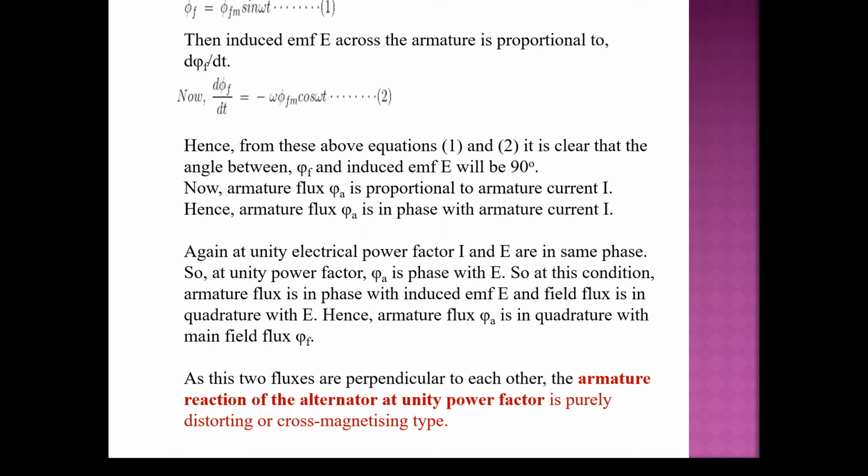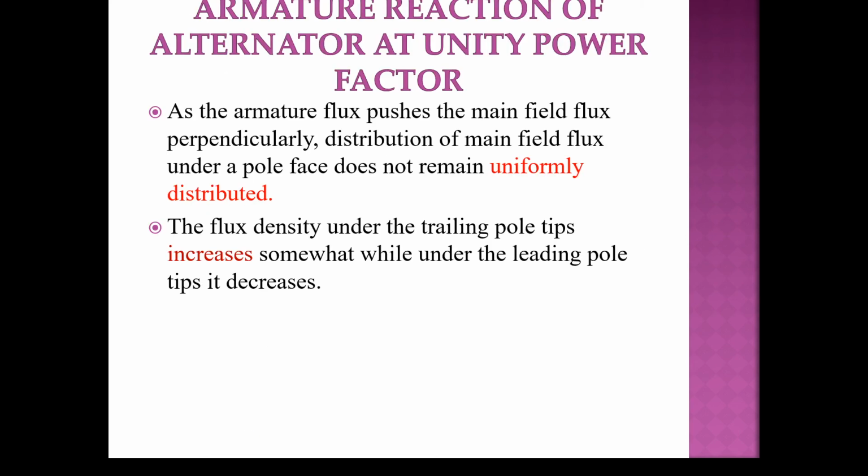So phi A is in quadrature with phi F. So fluxes are perpendicular to each other. Armature reaction of alternator at unity power factor will be distorting or cross magnetizing type. So armature flux is pushing the main field flux perpendicularly. Distribution of main field flux under a pole face does not remain uniformly distributed. Flux density under the trailing pole tips will increase somewhat while under the leading pole tips will decrease.